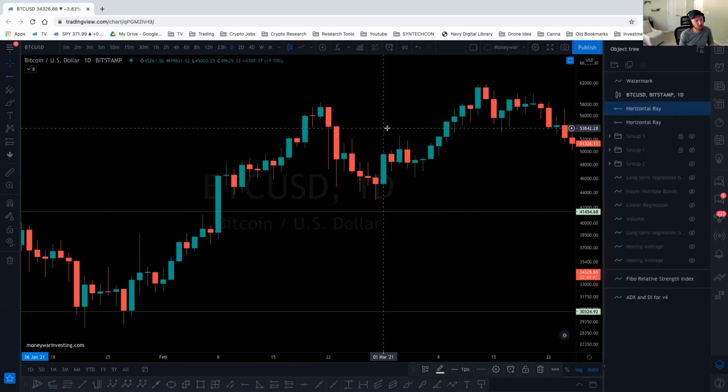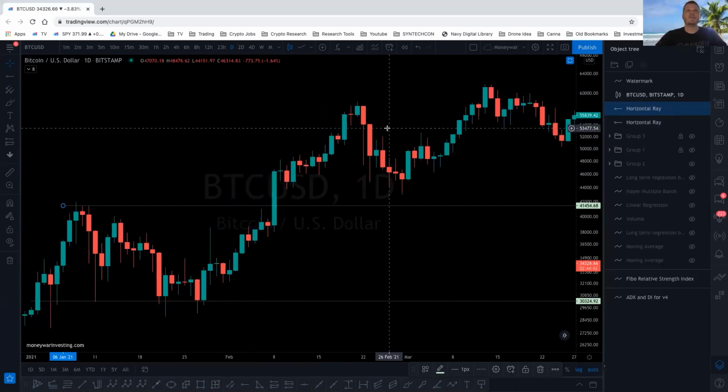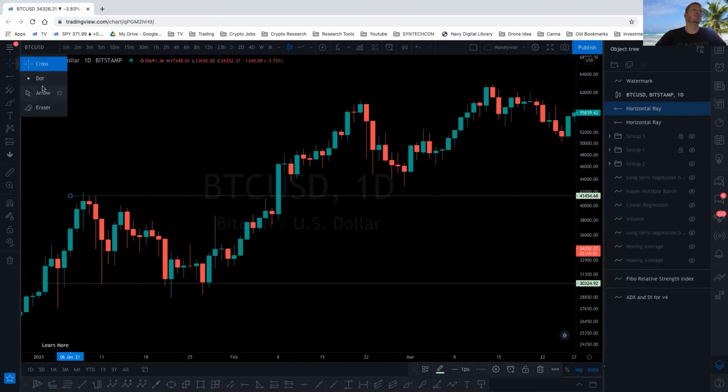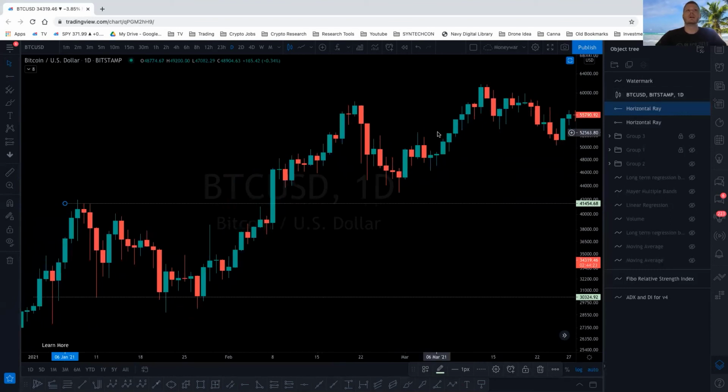Why are some of the parts thick and some of them are thin? So the body of the candle is your open and your close. Okay. And again, I'm actually just going to change this to the arrow. So for a candle like this, it opened on the, well, that's harder to illustrate. We'll just use this big fat candle here.